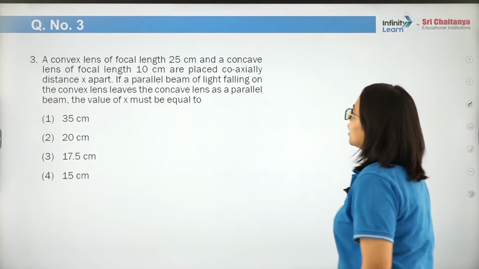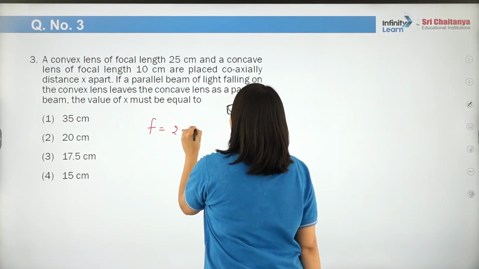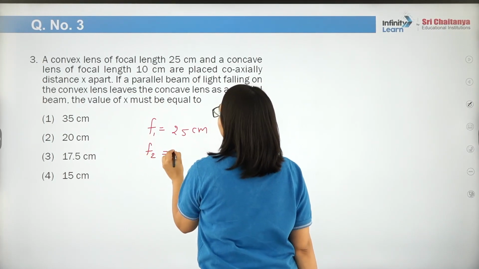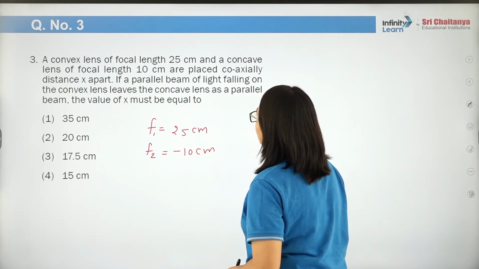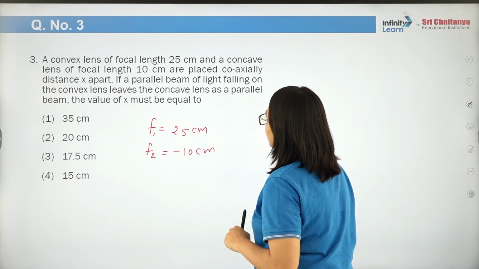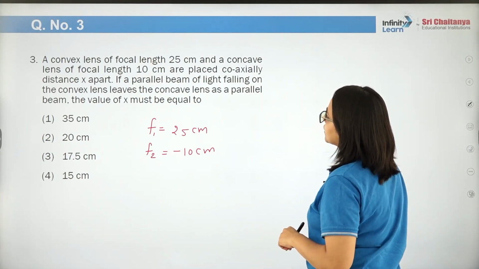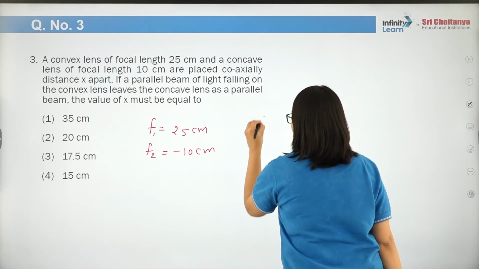Question number 3. A convex lens of focal length 25 centimeter and a concave lens, so this is F1, this is F2, of focal length 10 centimeter are placed coaxially distance x apart. If a parallel beam of light falling on the convex lens leaves the concave lens as a parallel beam, the value of x must be.